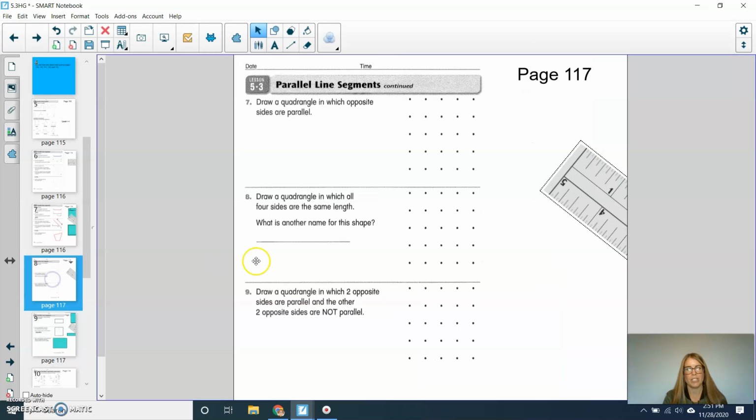The last question, draw a quadrangle in which 2 opposite sides are parallel and the other 2 opposites are not parallel. Let's see what you can come up with. Press pause and then play when you're ready to check.